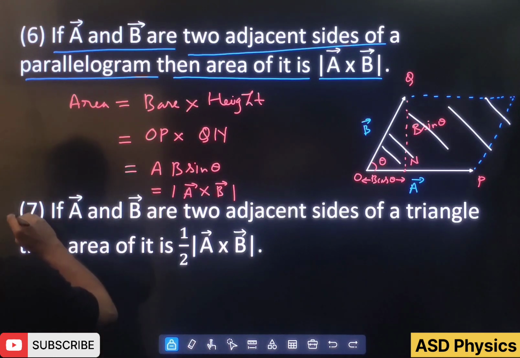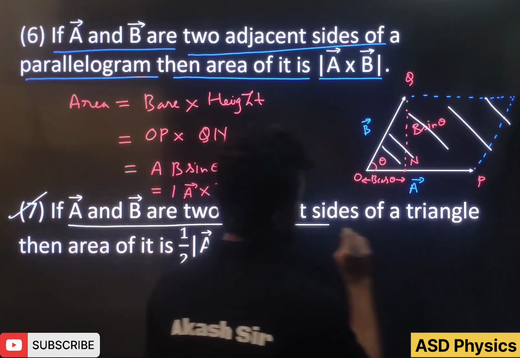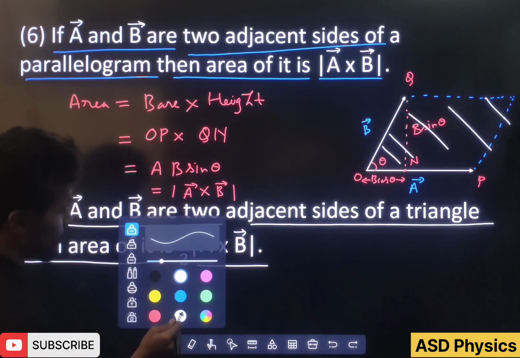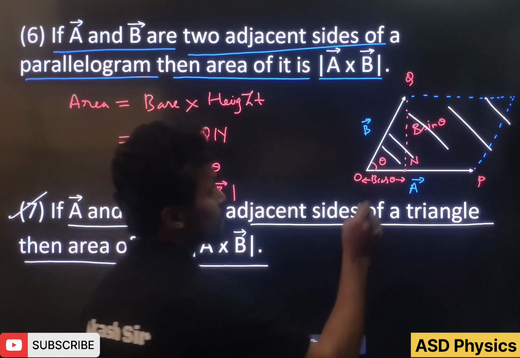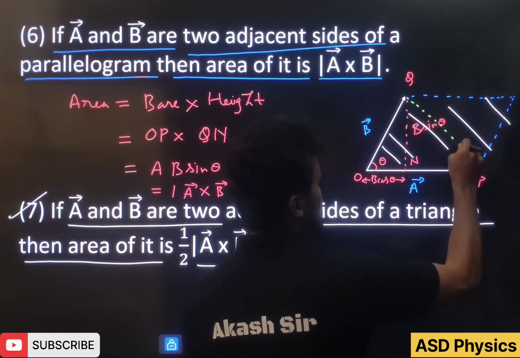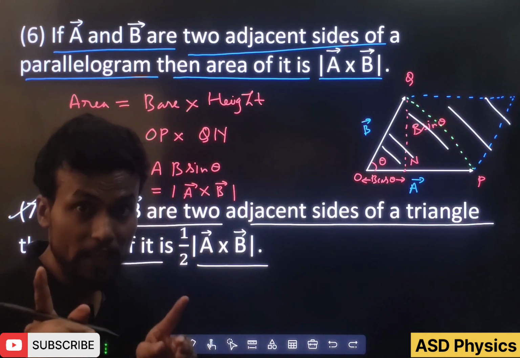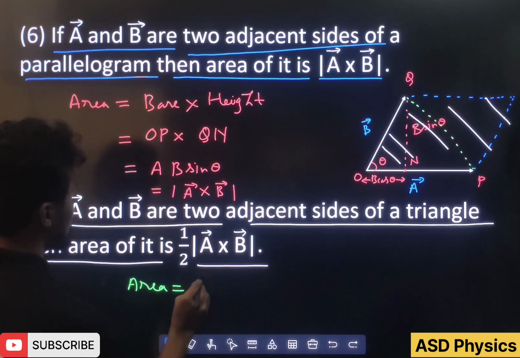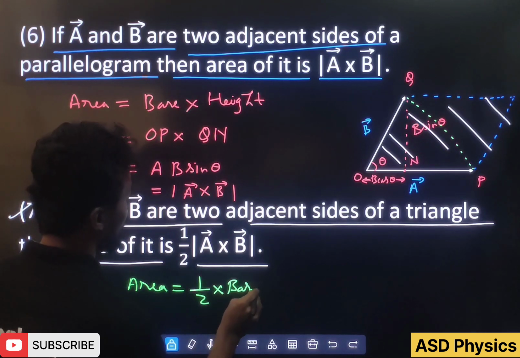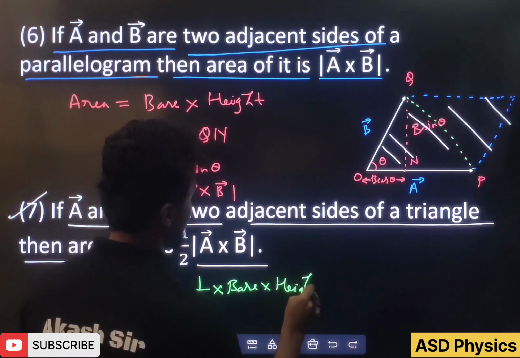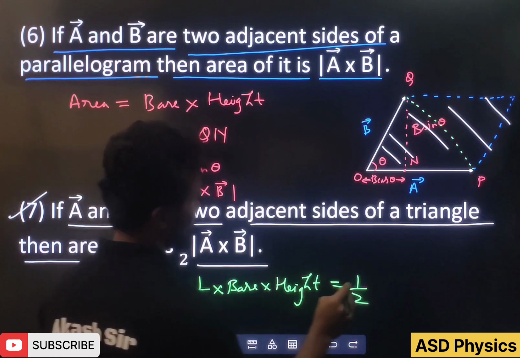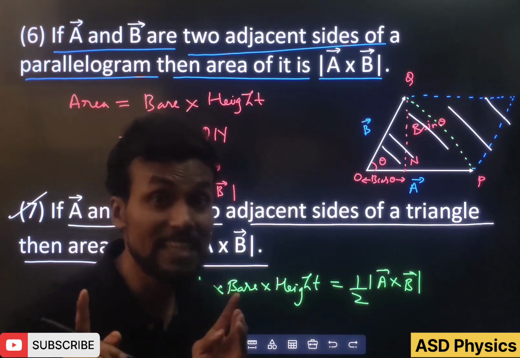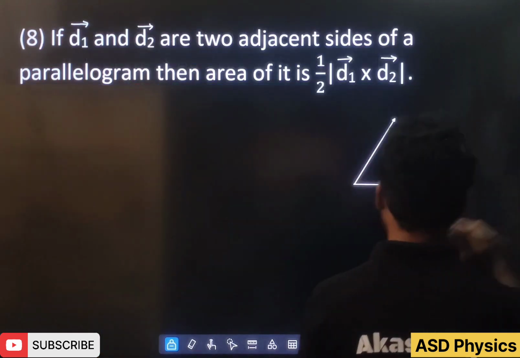Great. Now students, see the seventh one. If vector A and vector B are two adjacent sides of a triangle, then the area of it is given by half of mod A cross B. Why? Because this parallelogram is made up of two triangles. I have divided it into two parts. That means one parallelogram means two triangles. So the area is half into base into height, and we have proved this: half of mod A cross B. Adjacent sides, A and B. Okay, great.